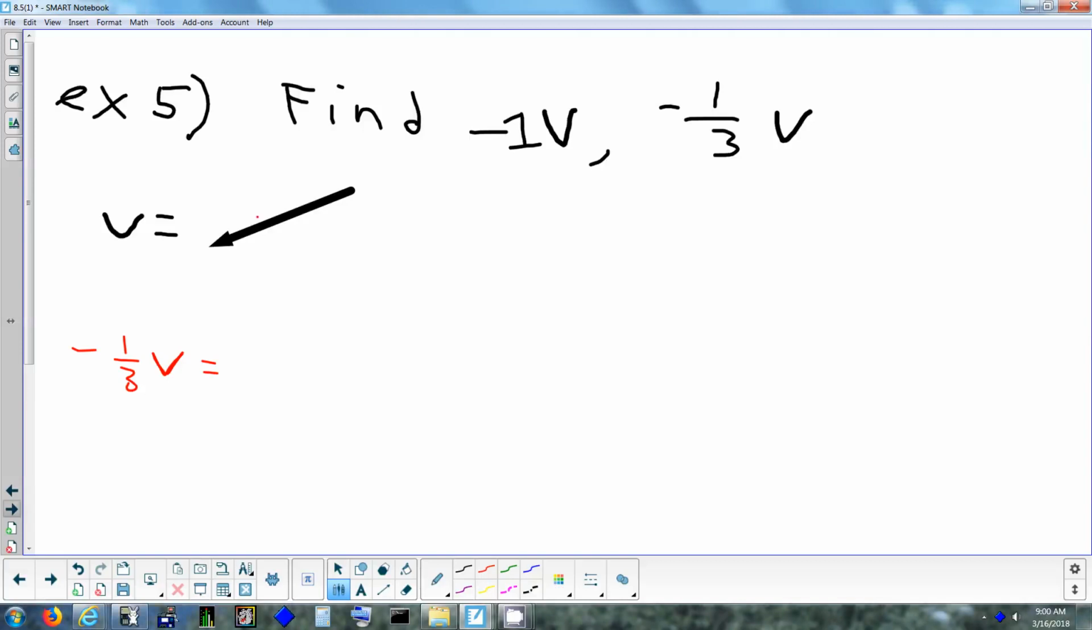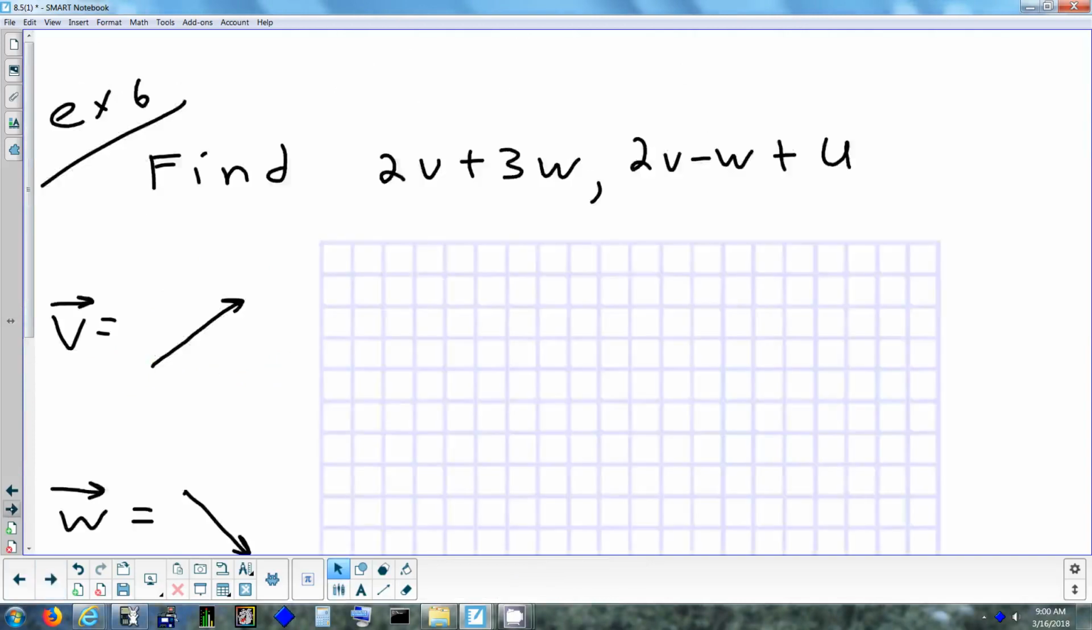So if I just kind of think about dividing that into thirds, and it's going to point exactly the opposite way. So it's 1/3 the length, pointing the opposite way. Okay. Question on that? All right, so let's take something like that.